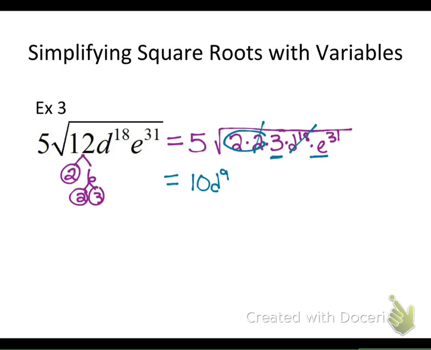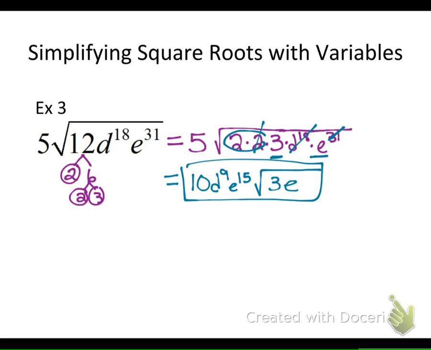So I'm going to take that 31 and change it to a 30. What's half of 30? 15. So on my coefficient it's E to the 15th. Then my radicand, what do I have left on the inside now? 3 and the E. When it's odd, you will always have that one variable.